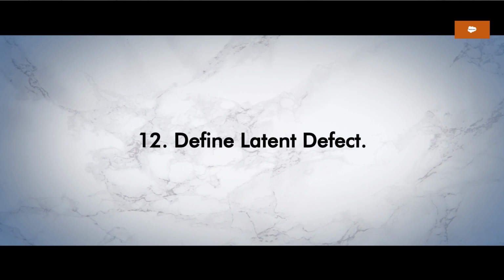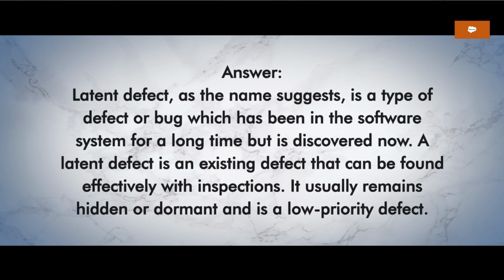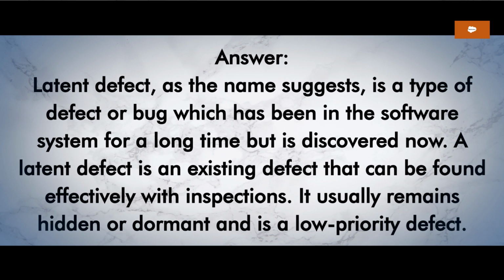12. Define latent defect. Answer. Latent defect, as the name suggests, is a type of defect or bug which has been in the software system for a long time but is discovered now. A latent defect is an existing defect that can be found effectively with inspections. It usually remains hidden or dormant and is a low-priority defect.